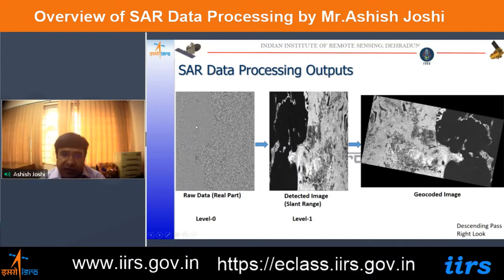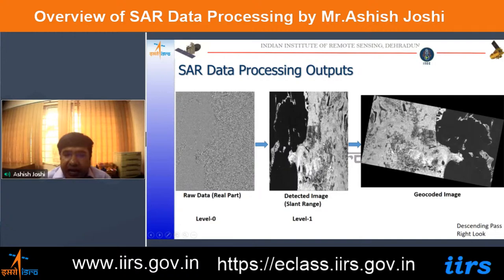So this is called the level 0 image, and this is called the level 1 image or detected image in the slant range geometry. Here we cannot see any target feature in the image. After doing the range compression, azimuth compression, and the range cell migration, we have focused this image. After focusing, we will analyze this image.